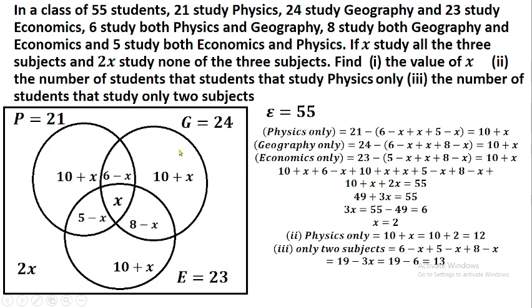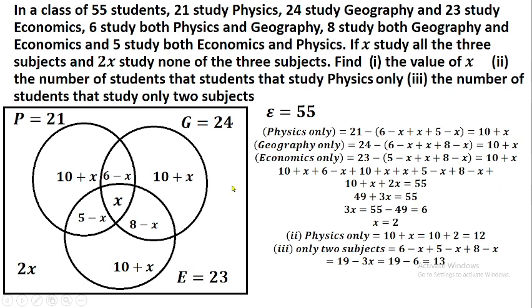So for geography only as well, look at the circle for geography, and you discover that we have 24 minus this plus this plus this, as you can see here. And if you simplify that, you also have 10 plus x. Then for economics only as well, we have 23 minus, look at the circle of economics, this plus this plus this, remove it from 23, and that will also give us 10 plus x.